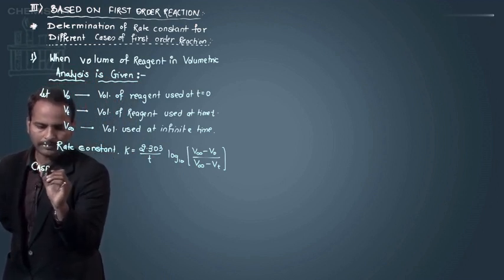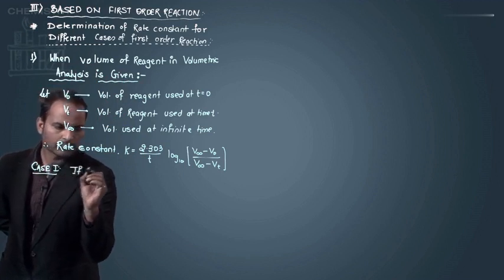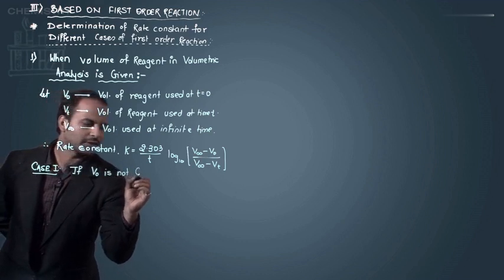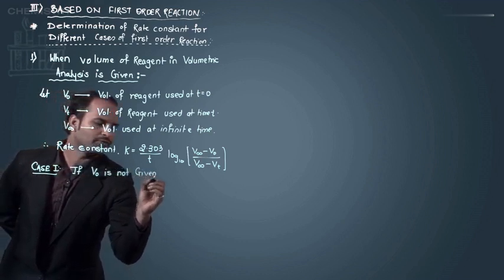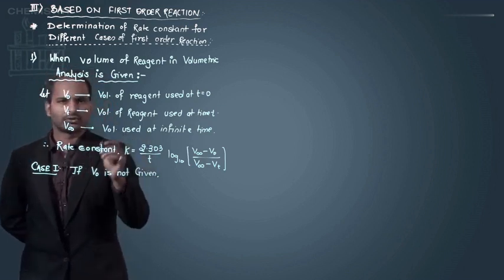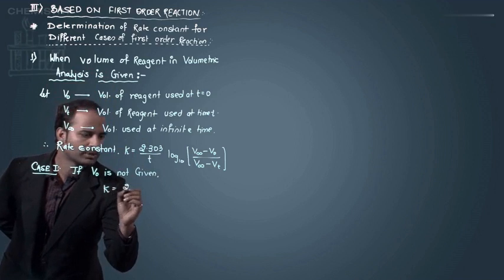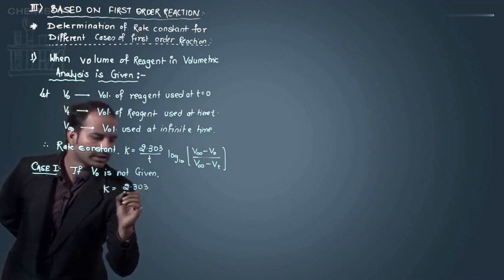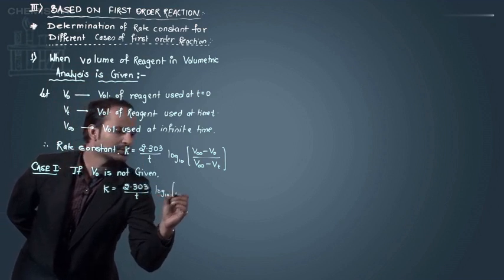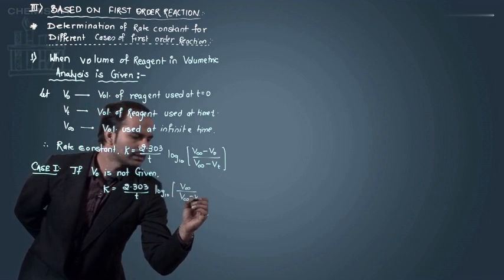Case 1: if V0 is not given, it means in a numerical the value of volume at time 0 is not given. In such case I can use the formula K is equal to 2.303 upon t log V infinity upon V infinity minus Vt. If V0 is not given, then in the formula we will not consider V0.